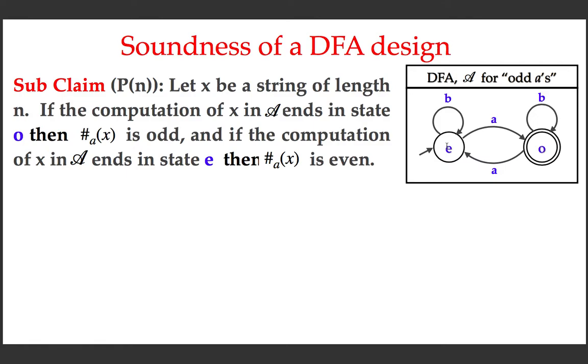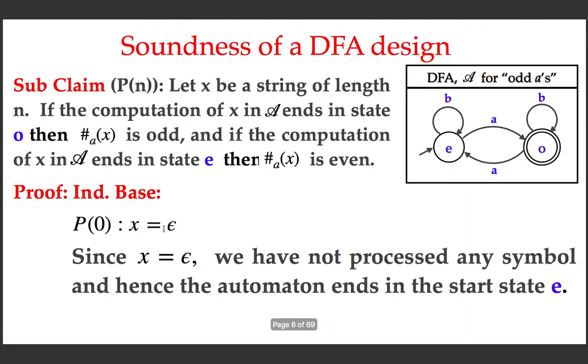To use the principle of mathematical induction, we just need to prove that the predicate P satisfies condition 1 and 2 of mathematical induction. What is condition 1? It is the induction base, which tells that the predicate is true for n equal to 0. n equal to 0 means the length of the input string X is 0. That means the input string is the empty string epsilon. When the length is 0, what is the string? It is the empty string.